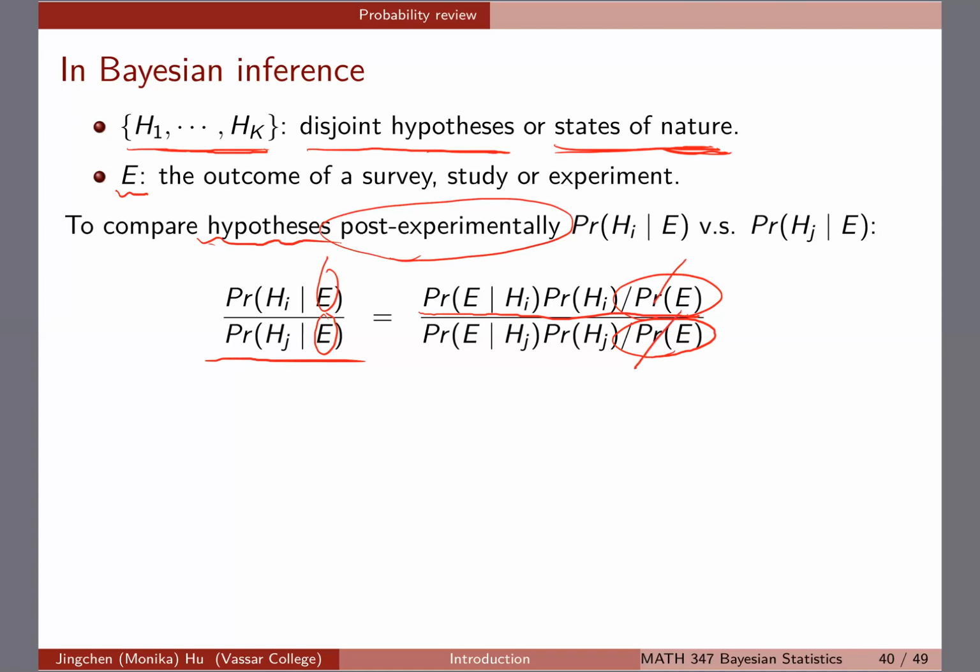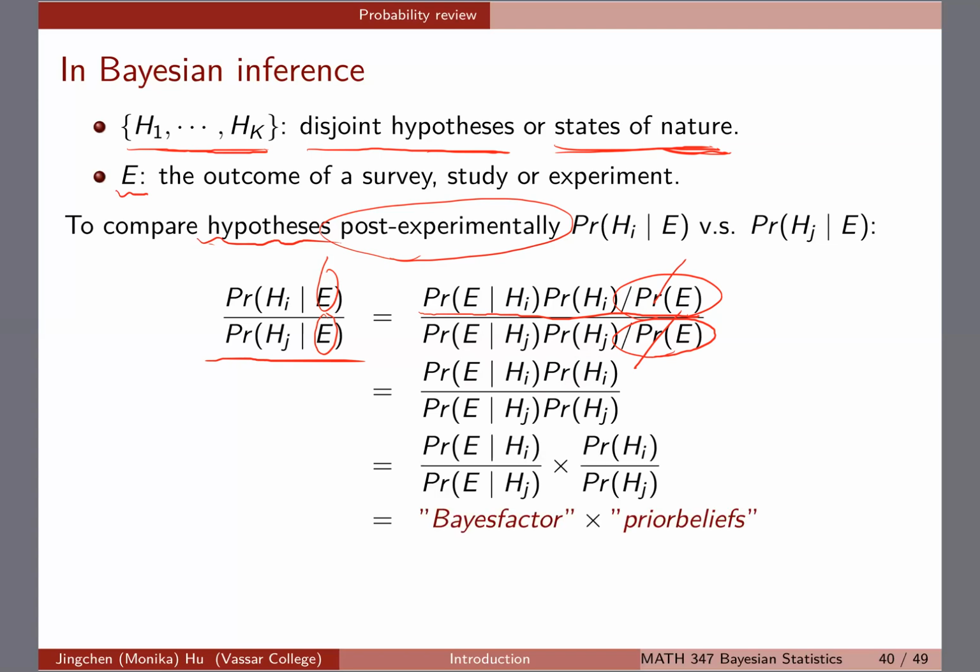When you keep deriving this, let me get to the second part. What you are left with is the event given hypothesis I, that's a conditional, times the marginal of hypothesis I, over the product for J. And if you further break it down into two, you have two ratios. The one on the right we can define as the ratio of the priors, right? That's before seeing any data. And the remaining part on the left, we call it the Bayes factor.